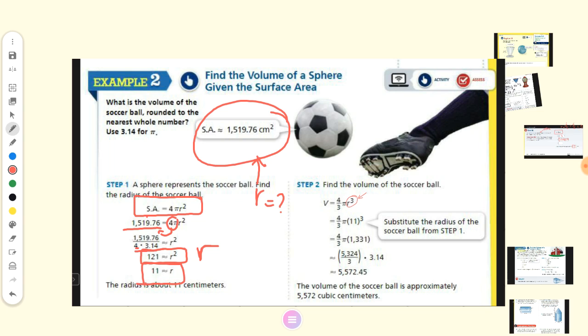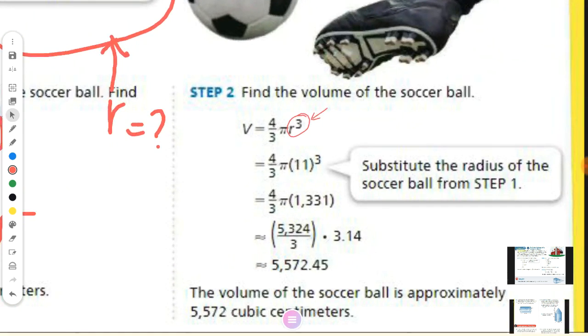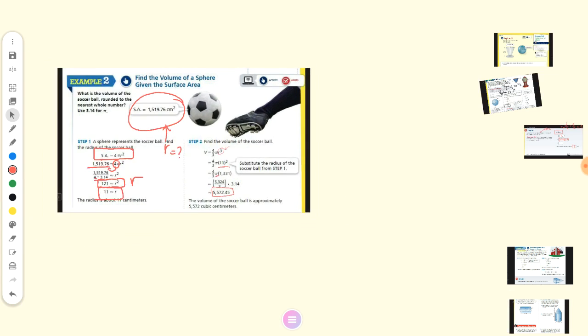Now I get r. Can you get the volume? Yes, I can find the volume. It's easy, substitute r in the volume. You will find 4 over 3 pi r to the power 3. Instead of r, I will put 11, and instead of pi, I will put 3.14. It will equal 5,572.45 cubic centimeters. Okay, that's it. So this is how to find the volume from the surface area.